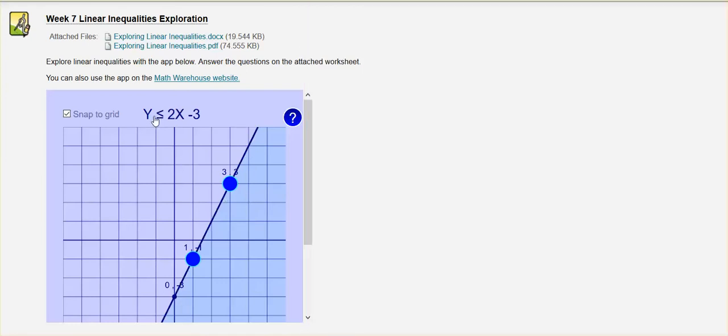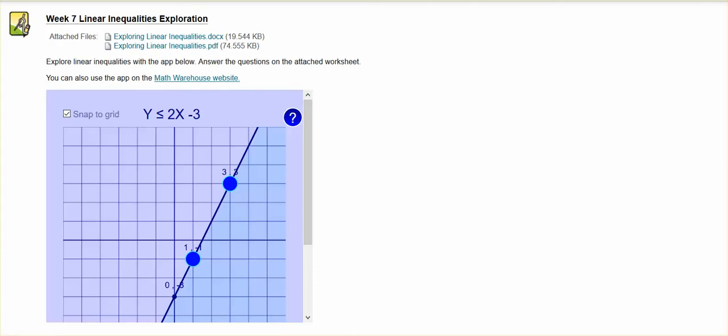But if I change it so that now it's less than or equal, and I use that same test point on the line, x is 2, y is 1, and I plug that in, I would get 1 is less than or equal to 1. Is that true? That's true because 1 equals 1. So the points on a solid line will be solutions to the inequality. Any point on the solid line will be a solution to that inequality.